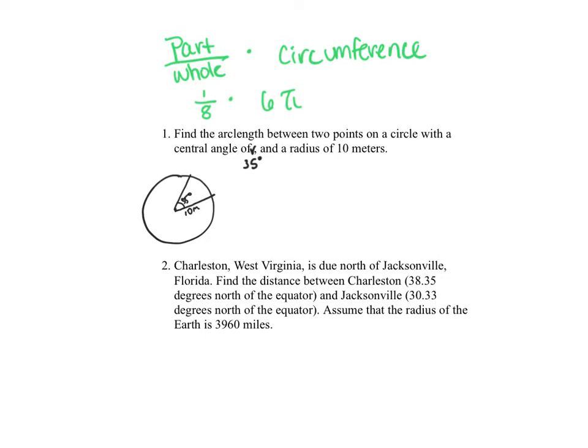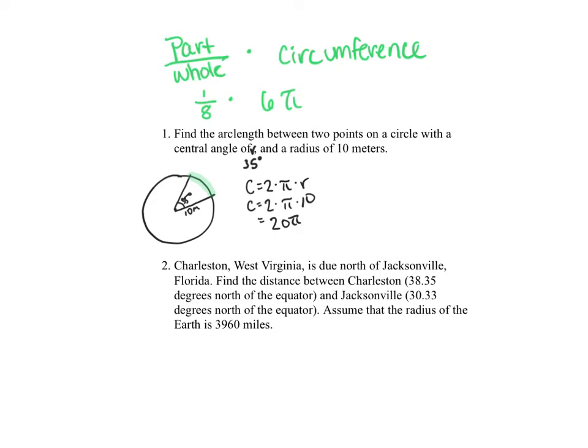So when I take a look at this, I go, okay, well, my total circumference, just a reminder, circumference is 2 times pi times your radius. So in our case, it's going to be 2 times pi times 10, or 20 pi. But I don't want all the way around the circle. I just want this part right here. I just want that fraction. So if I think about, well, what is that fraction?